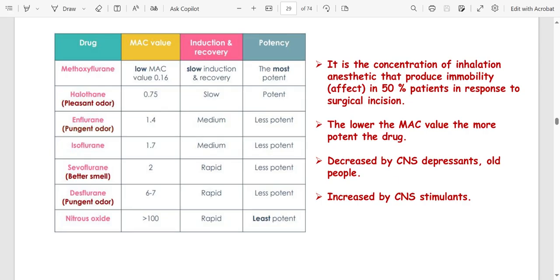The MAC will be decreased by CNS depressants and also in elderly people, and increased by CNS stimulants. Remember, we said that nitrous oxide has the highest MAC value. That tells you that it is the least potent. And as you can see here, you have methoxyflurane. It has a low MAC value of 0.16, meaning that it's the most potent. And then nitrous oxide, the MAC value is greater than 100, so it's the least potent.